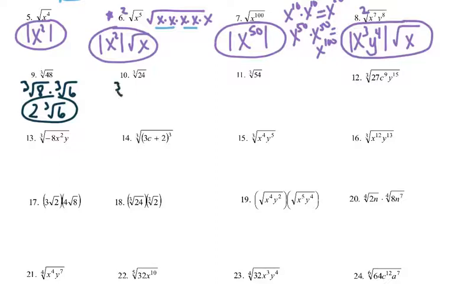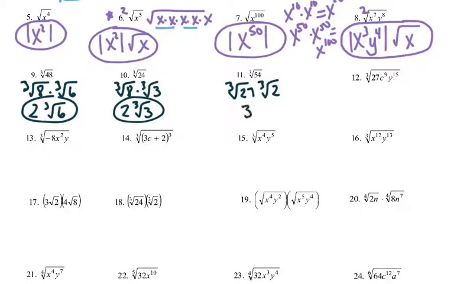Same thing with the cube root of 24: cube root of 8, cube root of 3. The cube root of 8 is 2, the cube root of 3 we don't know. 54, not going to do 9 and 6, rather 27 and 2. The cube root of 27 is 3, the cube root of 2 we don't know.